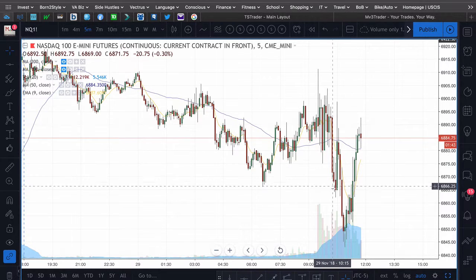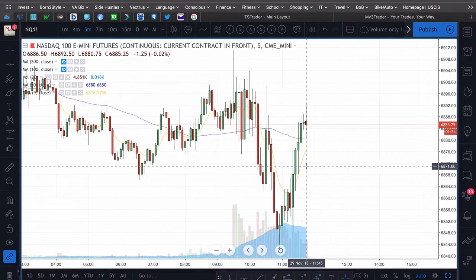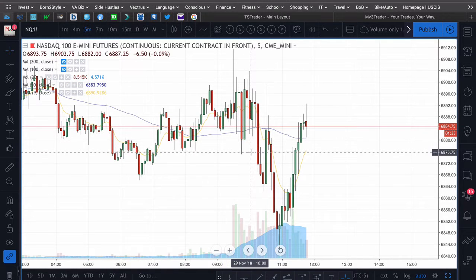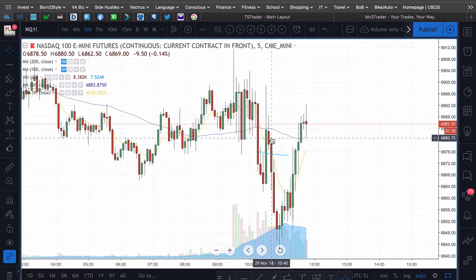So I definitely wasn't trying to get in. And then I watched it break this area here. I was about to get in. Let me expand it a little bit. I was about to get in at this area. I started watching it again and was about to place an order to get in short there, but the price action was still really choppy.